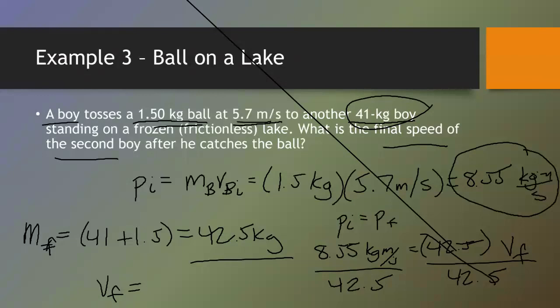Regardless, he catches the ball. The boy is standing still. If the lake is frozen and frictionless, when he catches the ball, he's going to start moving. But he's going to start moving quite a bit slower than the ball is traveling because he's quite a bit bigger. And so his final velocity after catching the ball, we'll just call it 0.20 meters per second. So he just starts moving kind of slow.